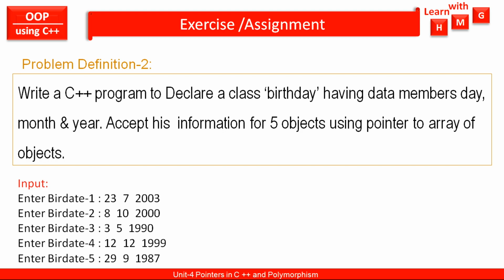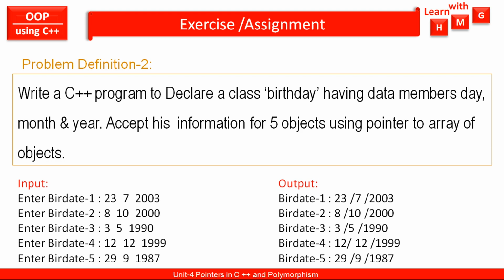So your input will be like this: enter birth date 1, and this 23/7/2003. 23 indicates the day, 7 indicates the month, 2003 indicates the year. So like this, accept 5 birth dates, and the same birth dates will be displayed like this as an output: birth date 1, 23/7/2003. So just display this 23/7/2003 using the separator slash, and like this it will be displayed in the form of DD/MM/YYYY. So like this you can handle this program using pointer to array of objects.